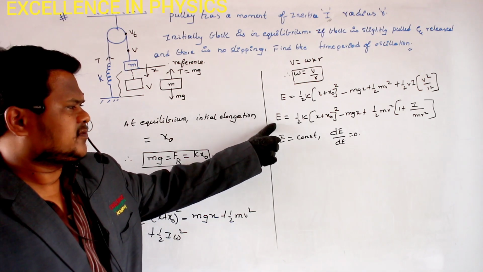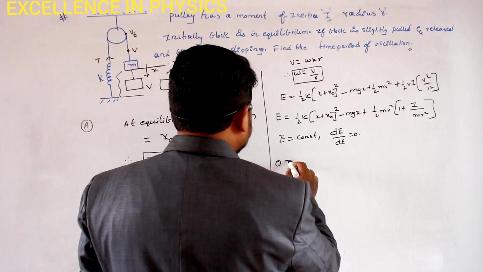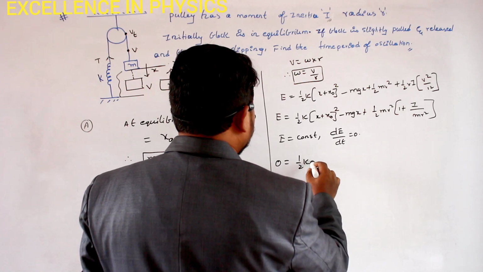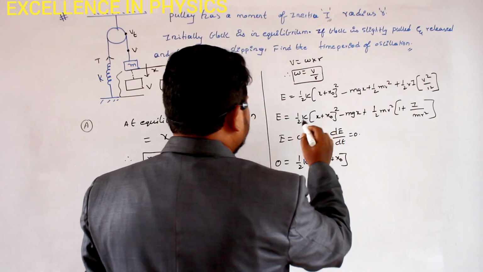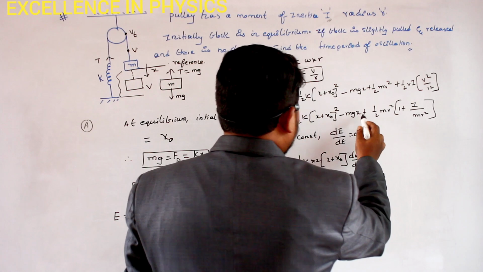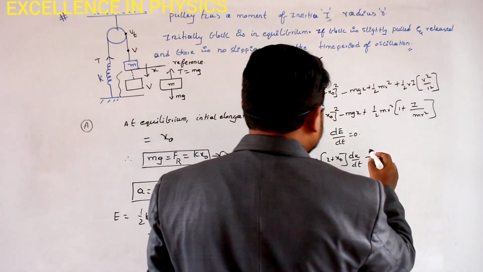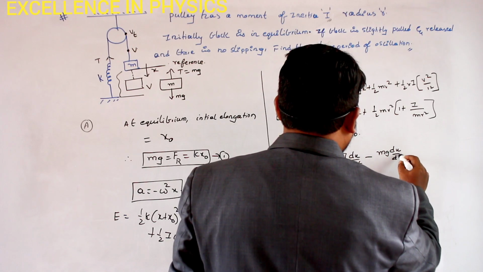So if I have differentiated energy, then differentiate the other terms also. Therefore we can write 0 is equal to half k into 2 into (x plus x naught), and x is a variable, so I will write dx divided by dt. Clear? And here in mgx, mg is a constant, x is a variable, so minus mg into dx divided by dt.